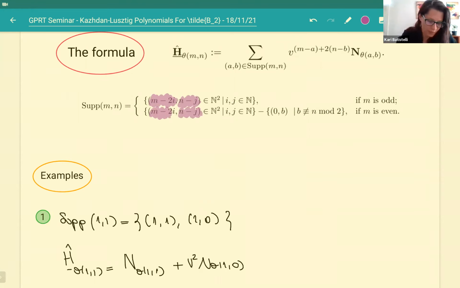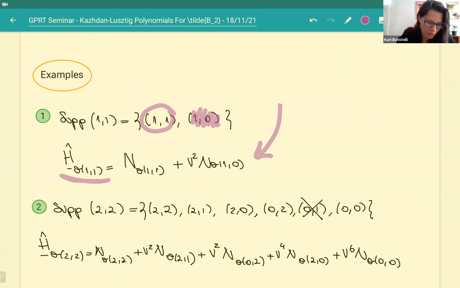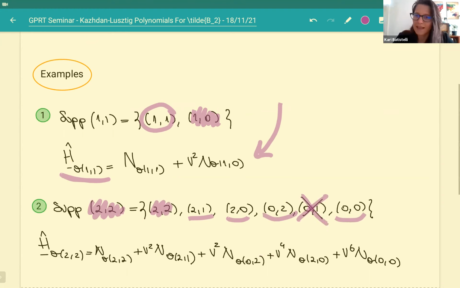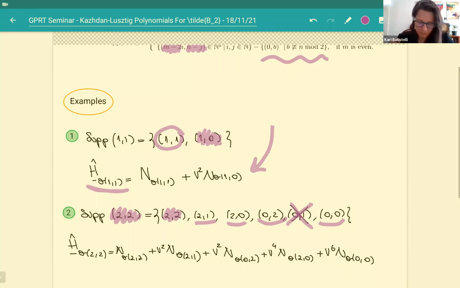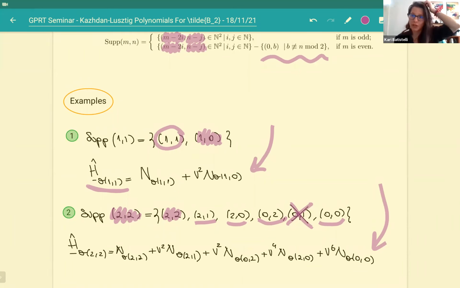So, for example, if I want to find the formula for the Kazhdan-Lusztig basis elements of theta 1, 1, I begin with 1, 1, and I subtract from the second coordinate until I get to 0. So all of the people that are going to show up are just those two. And I have another example. If I have the support of 2, 2, then I'm going to start with 2, 2. I'm going to subtract 1, and then I'm going to subtract 2 in the first coordinate. The only thing that's not valid is this one because of this condition, but it doesn't really matter. It's just a condition. And so the people that are going to show up are those that are here.